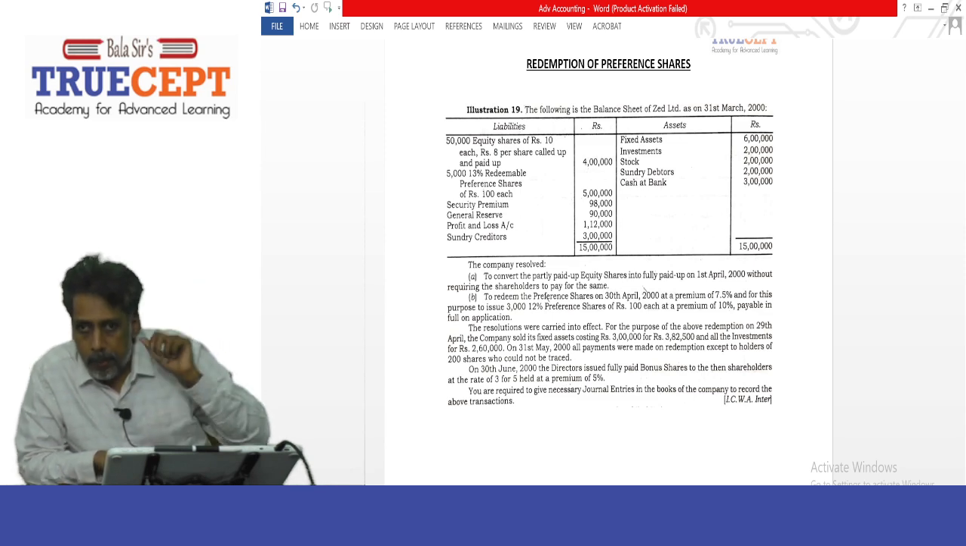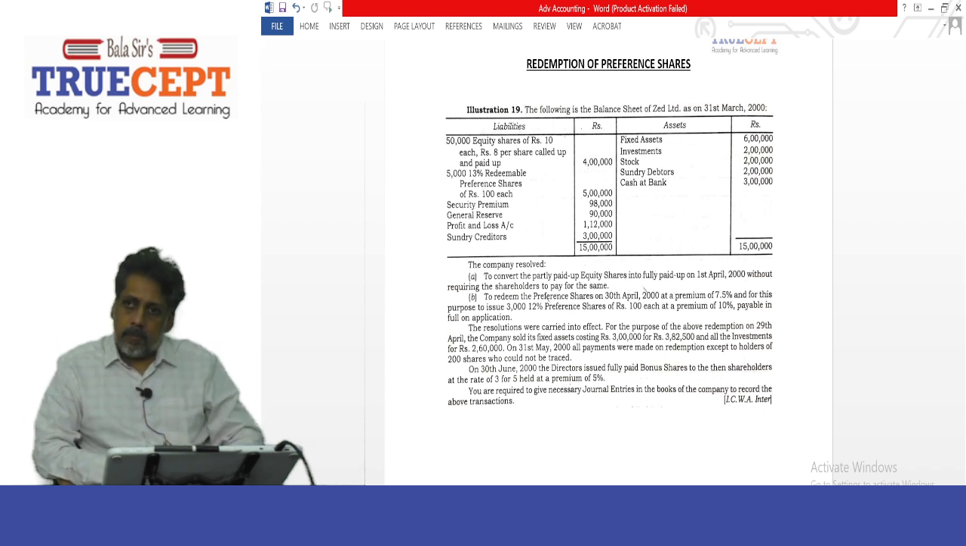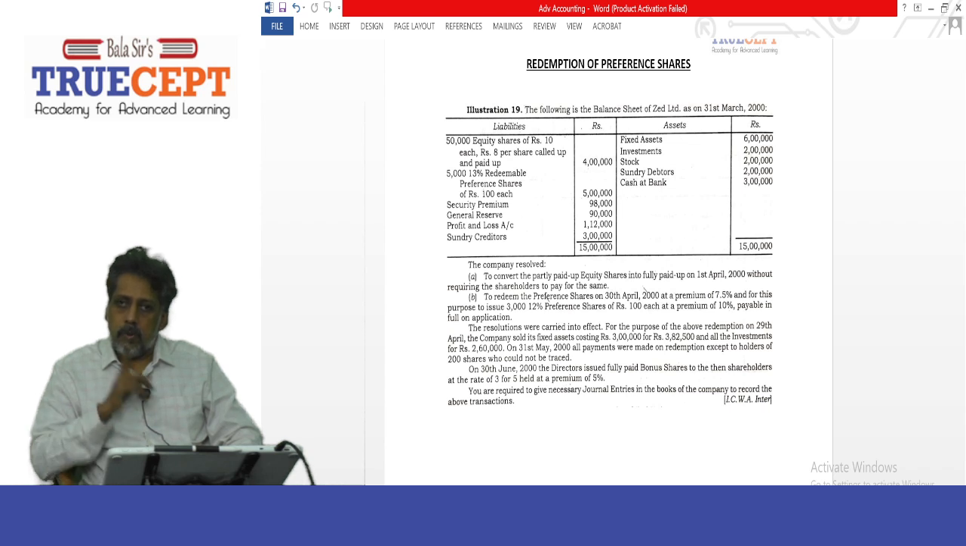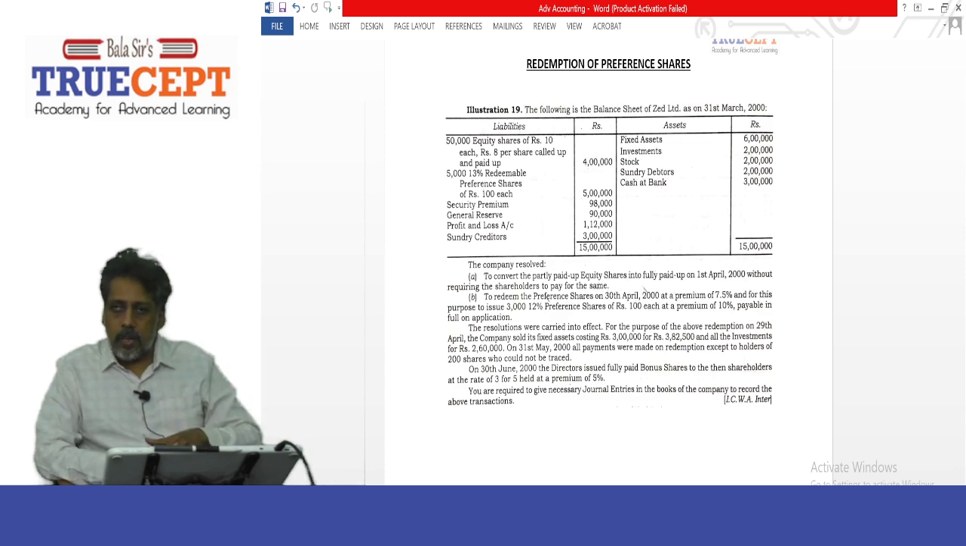50 paise premium. Then you are required to give journal entries in the books of the company to record the above transactions. So guys, only entries. This sum is very important. Just go through this. I'll just run through the entries.